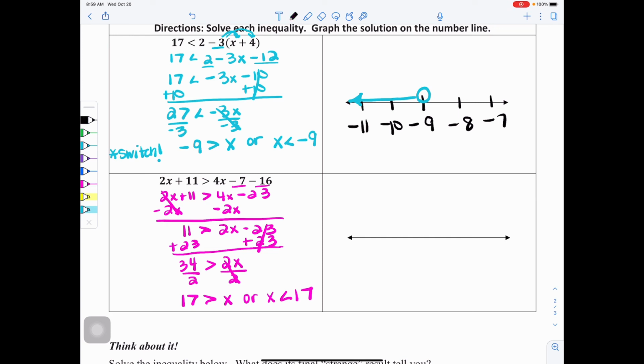So I will make sure 17 is in the center. Again, a couple above, a couple below. X is less than 17. That means 17 does not count, so that's an open circle. And where the numbers are less is to the left.